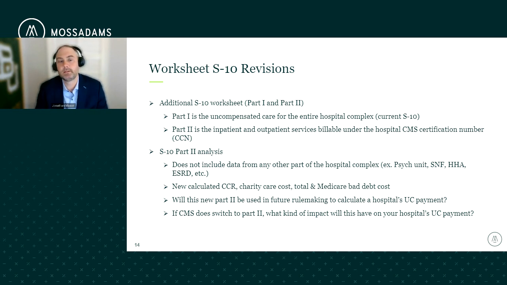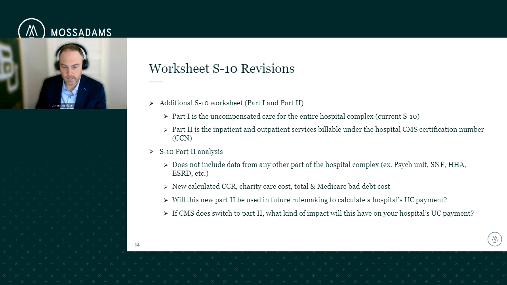So if you thought one wasn't enough, now there's two. Part one is the one you've been filling out for years. It's the entire hospital complex of uncompensated care. Part two is now the new worksheet. It is only the inpatient and outpatient services billable under the hospital's provider number. So just your acute. Part two does not include any of your exempt units, your exempt psych, rehab, SNF. In that part two, if you haven't filled one out yet, it calculates a new cost to charge ratio.